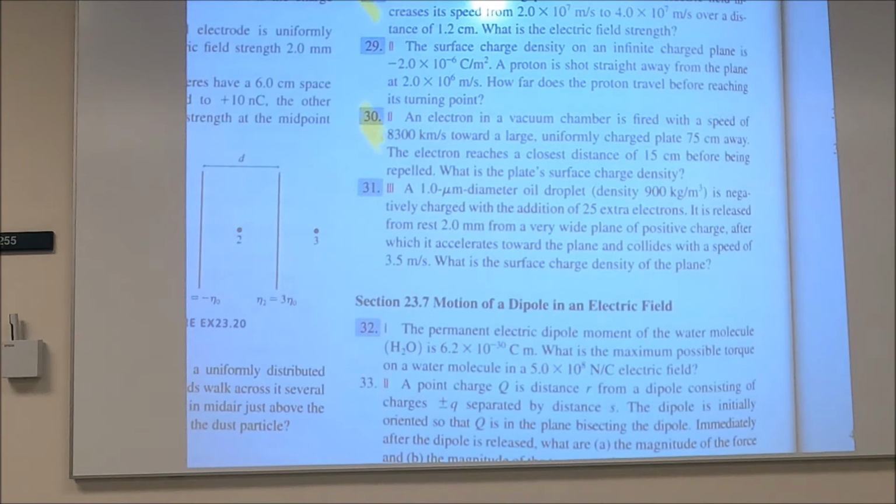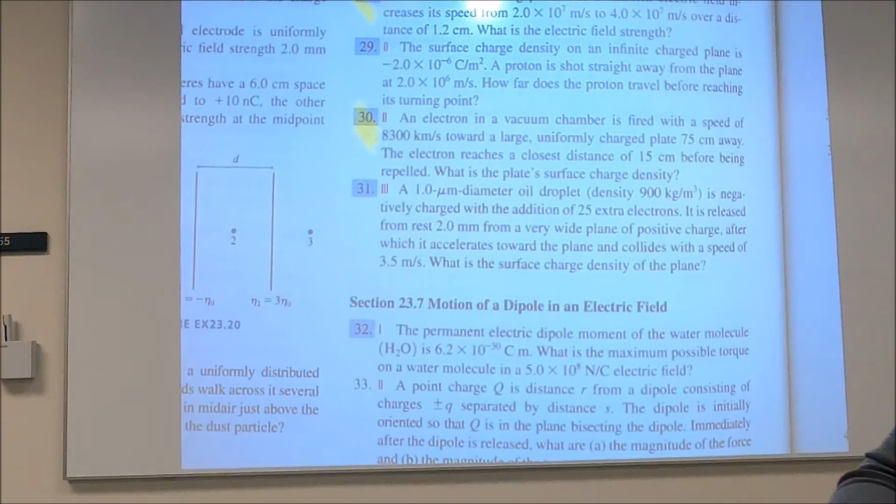It says an electron traveling parallel to a uniform electric field increases its speed from 2.0 times 10 to the 7 meters per second to 4.0 times 10 to the 7 meters per second over a distance of 1.2 centimeters. What is the strength of the electric field? Okay, so I'm going to start off by drawing a picture, and we're going to work from there.